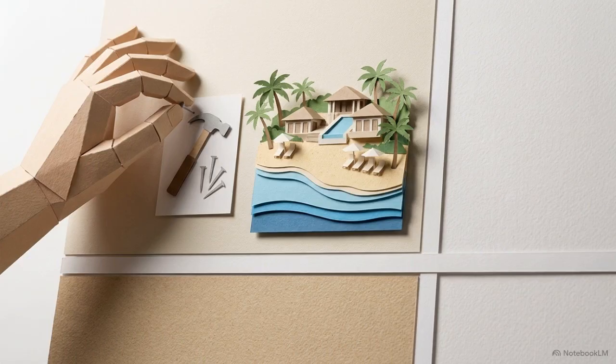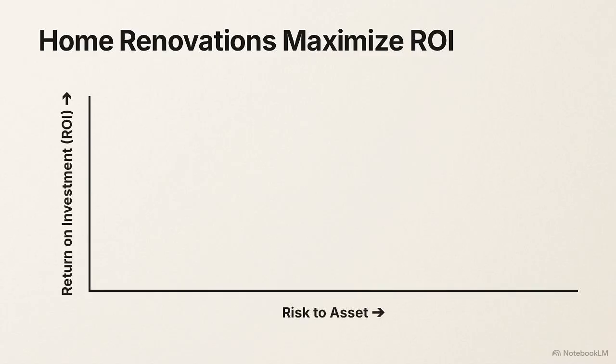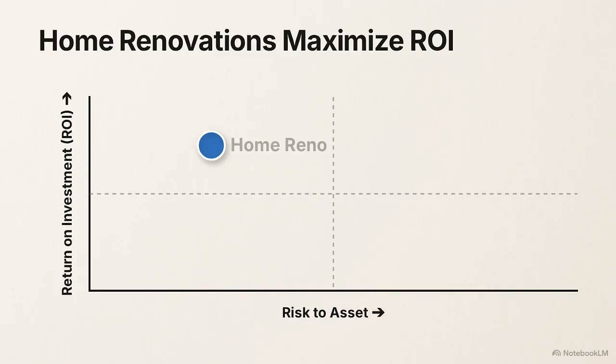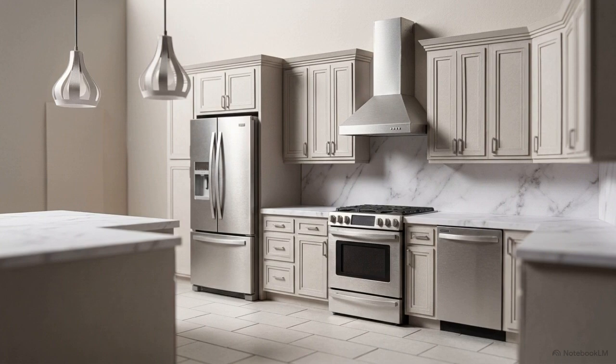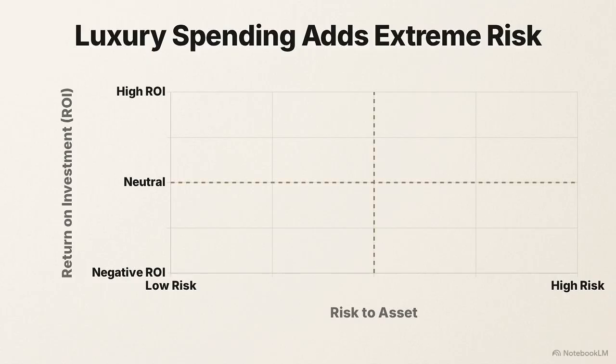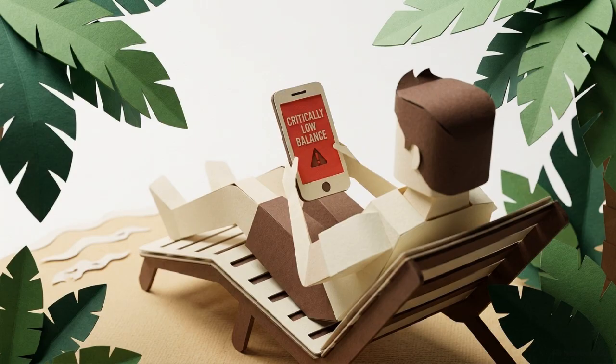Before you type a single number into a calculator, you need to stress test your equity by categorizing what you actually need the money for. This chart maps the return on your investment against the risk to your asset. If you are funding permanent home renovations, you are in the high ROI, moderate risk quadrant. This is generally an acceptable use of leverage because you are adding value back into the property. On the opposite end, using your house to fund a luxury vacation or support lifestyle creep lands you in the negative ROI, high-risk zone. You are actively destroying your housing wealth for a temporary payout.